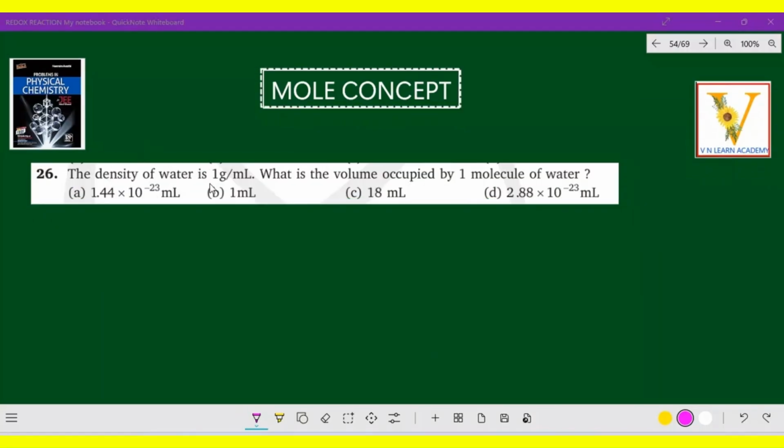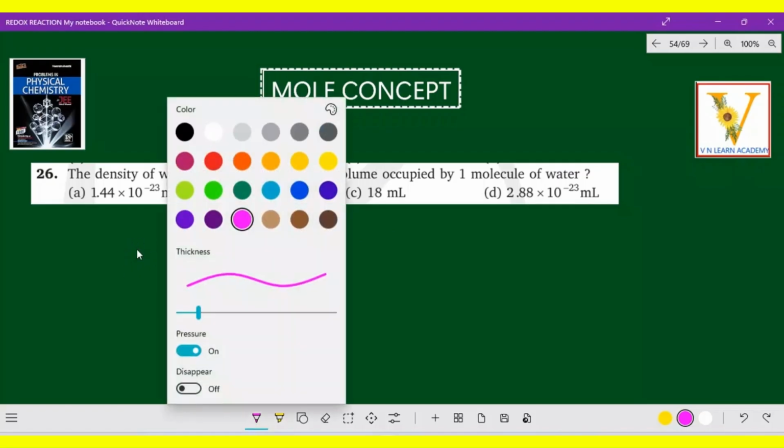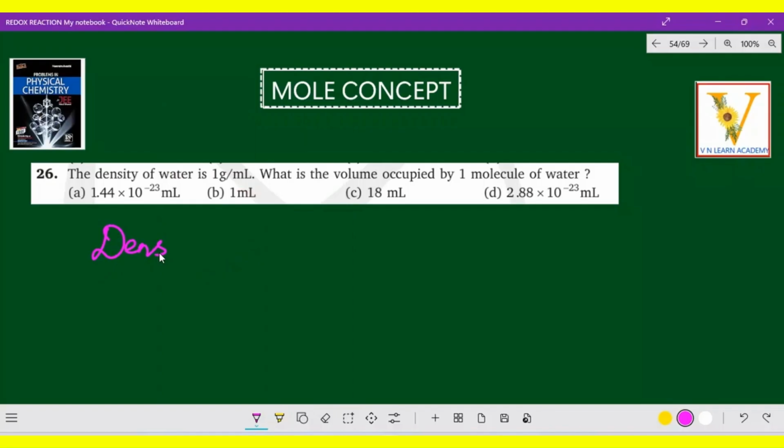Check the next question. The density of water is 1 gram per ml. What is the volume occupied by 1 molecule of water? See, really it is a very simple and important question also. Now, the density of water here, how much is it? Density of water is 1 gram per ml, right?